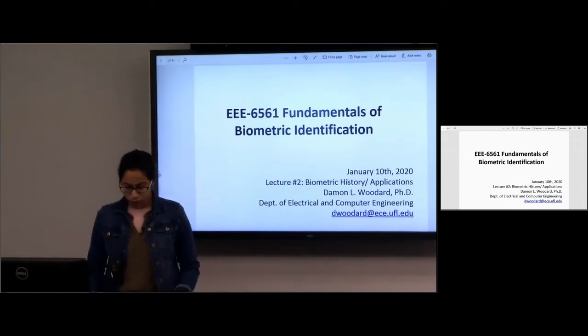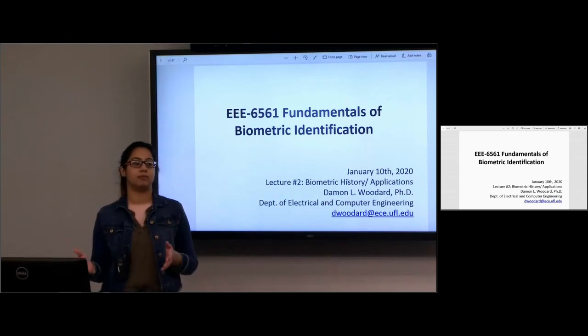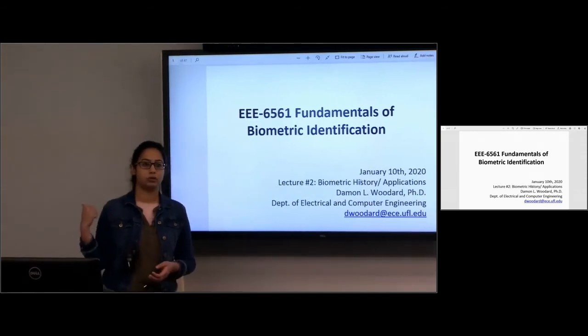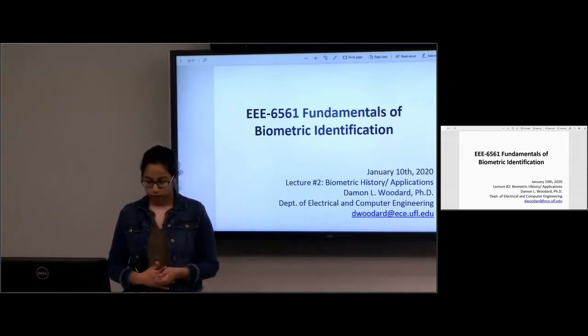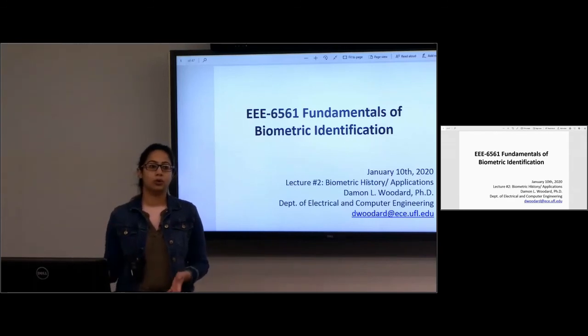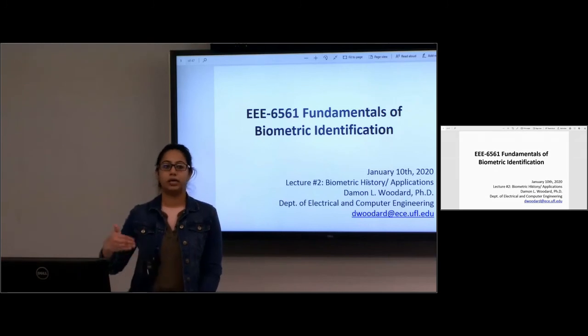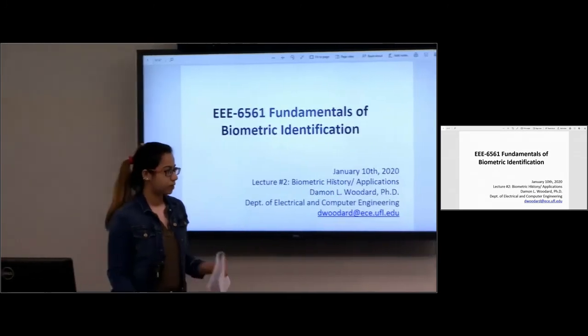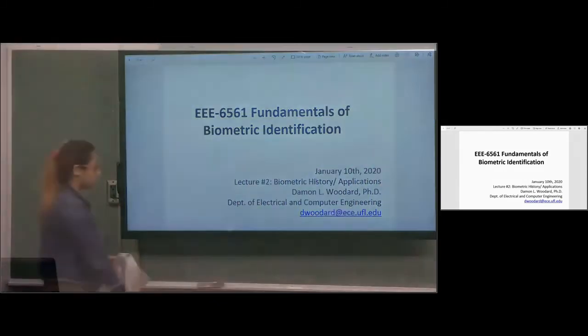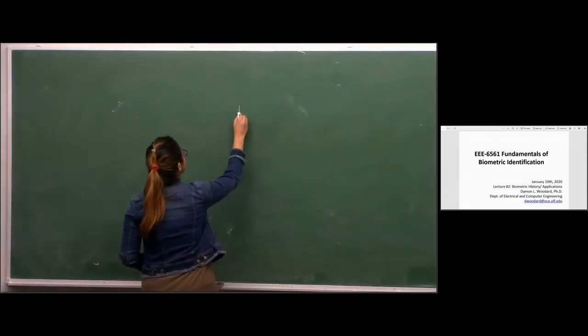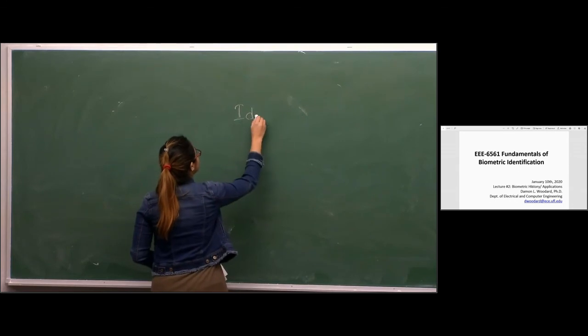So today we are going to talk about some more basics about biometrics, which we continued from last week, and we will also look at some historical biometric systems and how they evolved till date. So we will start with the identification systems. You remember in last class I talked about identification systems.